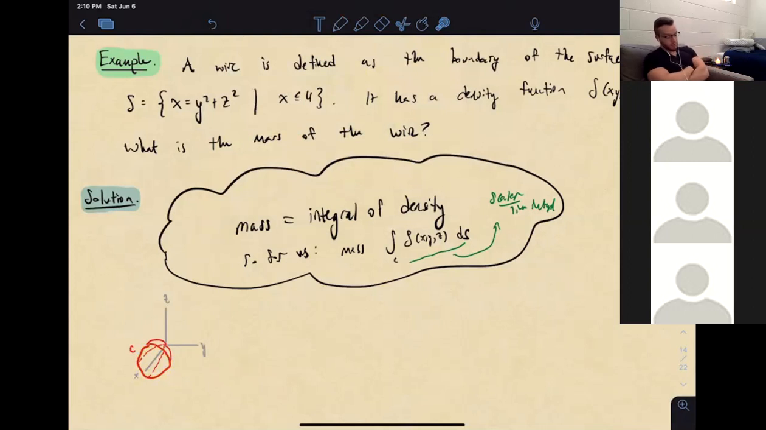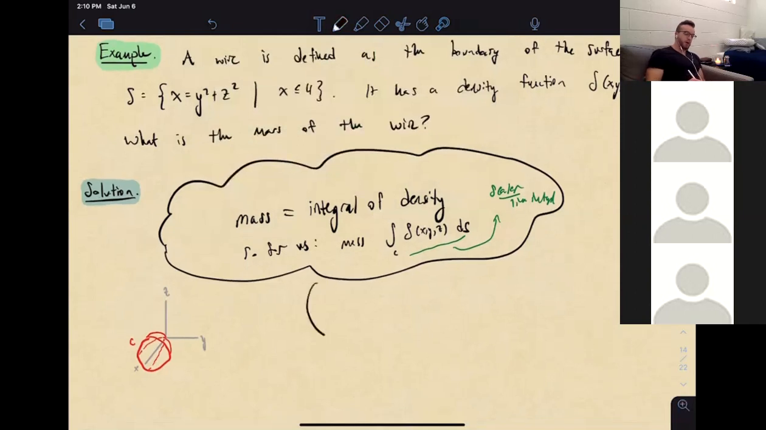Now, question: do I care about an orientation on C? Do I care about the direction that it's traveling? No, we do not. This is a scalar line integral, so orientation doesn't matter. I don't have to draw an arrow. It wouldn't really make sense to draw an arrow here. It's just a curve.